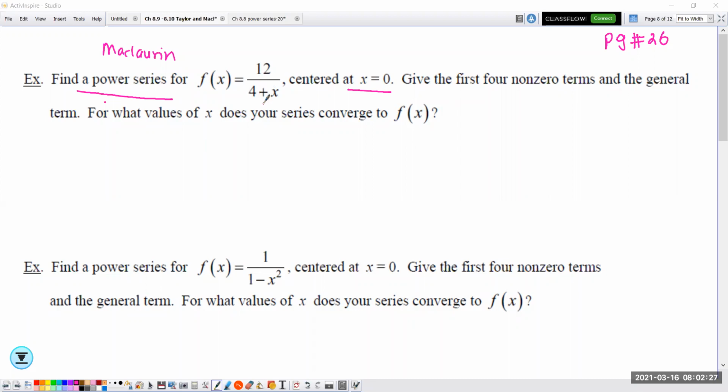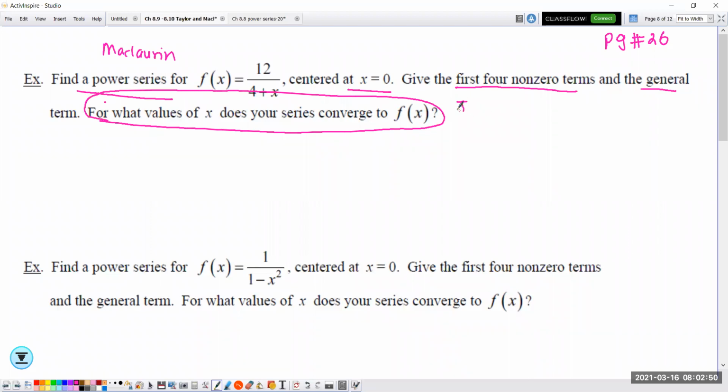Can we do the manipulation? Because Maclaurin series are the only ones you can do the manipulation with. So if I consider this as a geometric series sum, then I can think of doing something. Now, the general rule is: first four terms and the general term. What values of x does the series converge? The meaning of this is find the IOC. To find the IOC, we need to find the ROC. To find the ROC, we need to use the ratio test. So I'm just making the connection between what the question is asking and what you could do.